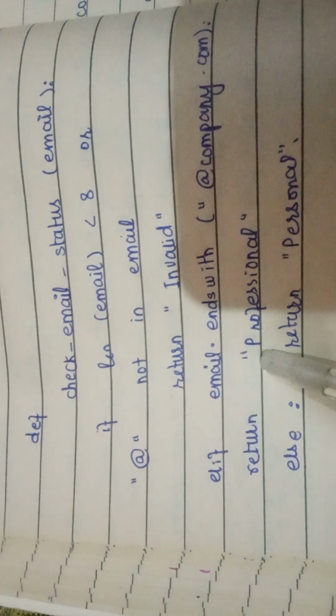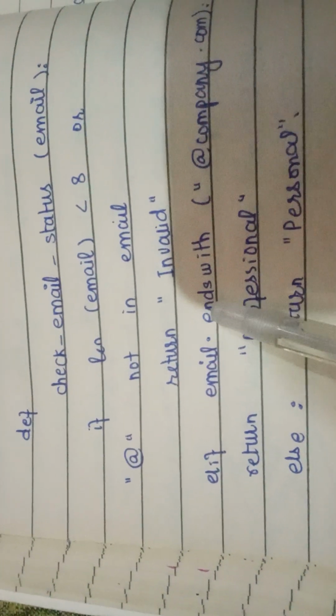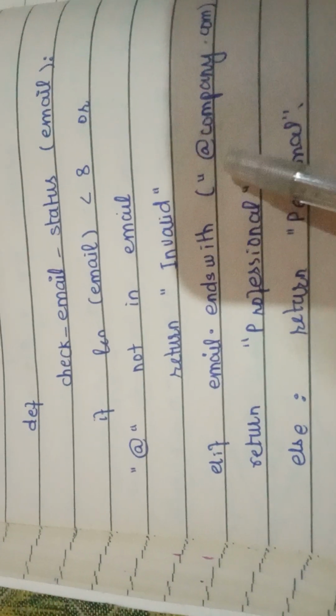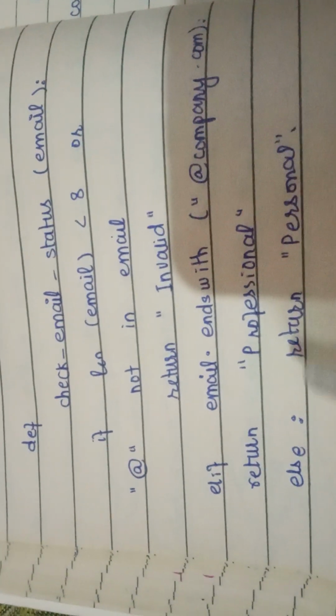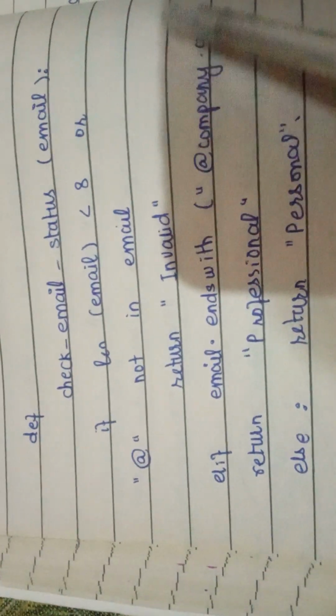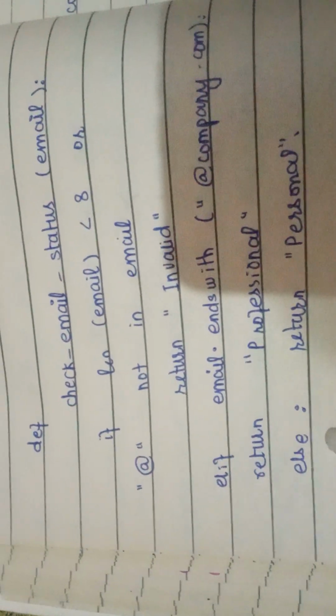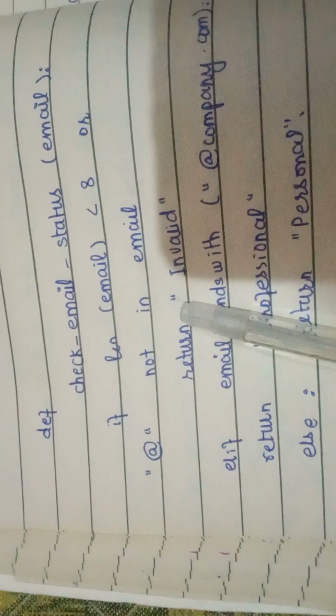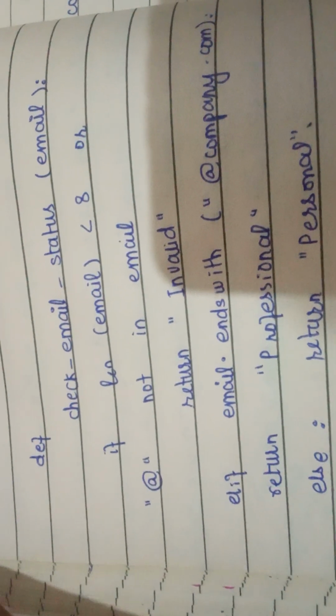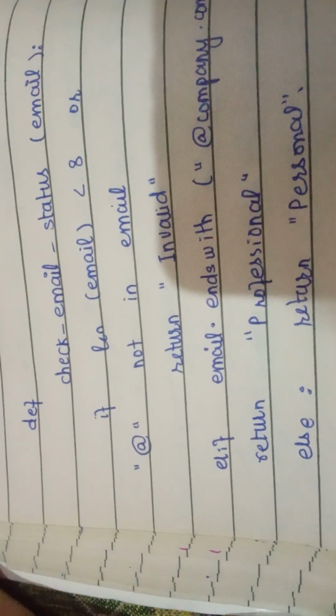As we progress we will see an example of this. For example, we have an email as ali@company.com. The function will return a value that this email is professional. As you can see, this shows the email is professional; otherwise the function will return that the email is personal. So this is all about the if-else problem we are looking at in Python.